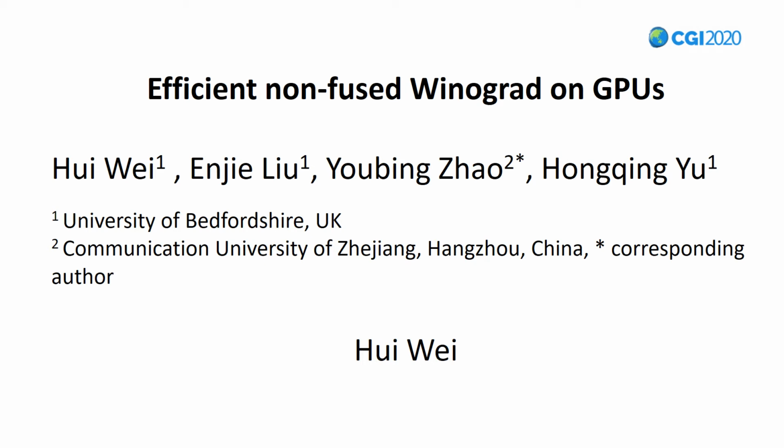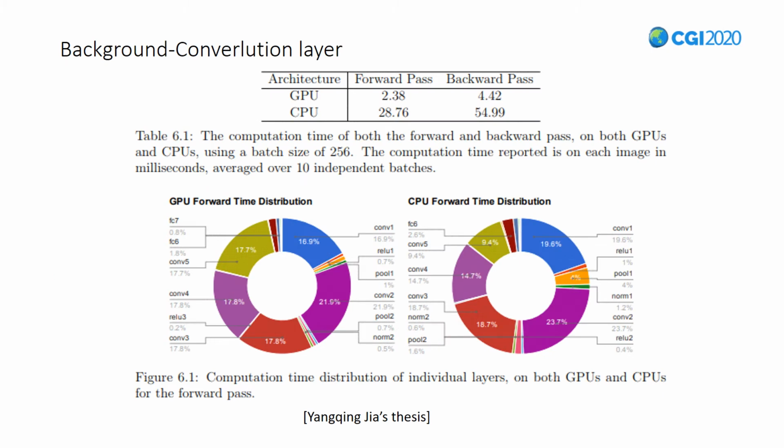Hello everyone. I'm going to talk about a method to efficiently calculate 2D convolution with the non-fused Winograd method on GPUs. Convolutional layers generally consume the bulk of the processing time. From Enjie's thesis, they analyze the time distribution over different layers of CNN. In their case of image recognition, around 90% of the time is spent on convolutional layers.